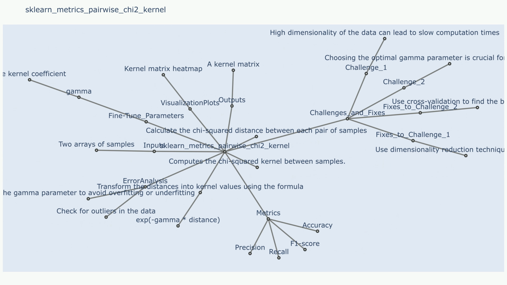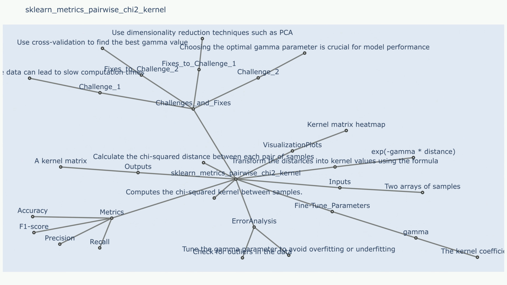Normalization: normalize the histograms before computing the kernel. This ensures that all histograms have the same total count, reducing the bias towards histograms with higher counts. Weighted kernel: use a weighted version of the chi-squared kernel where each bin is weighted based on its relative frequency in the data. This can help to reduce the impact of unbalanced histograms.